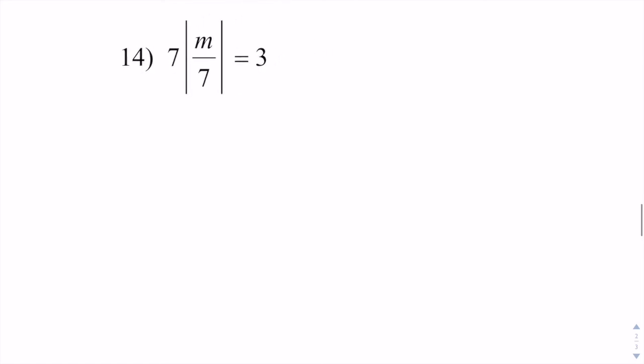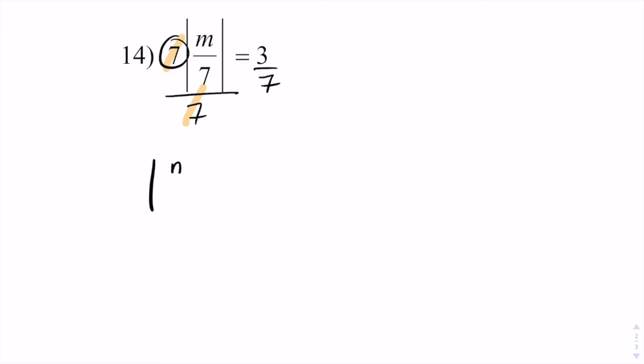Now here we're going to do the exact same thing. Again, I cannot multiply over here or reduce this 7 by this 7 because of the absolute value symbol, so that cannot be done. So what I need to do is use inverse operation. I'm going to divide both sides by 7. These two operations cancel each other out, and what I have left is the absolute value of m divided by 7 is equal to 3 over 7.